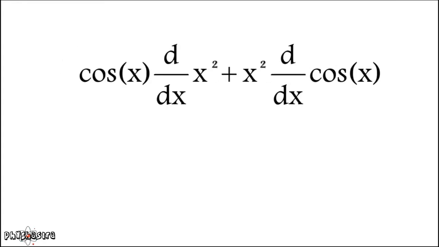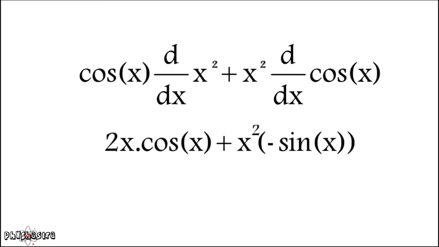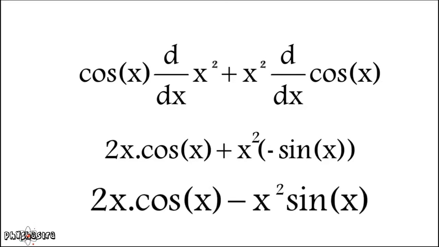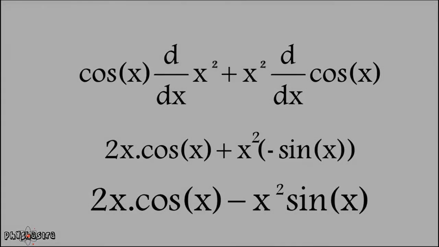Now the derivative of x square is 2x according to the rule of derivative of x raised to n, and the derivative of cos x is minus sin x. Now arranging properly, we get the final form as 2x cos x minus x squared sin x.